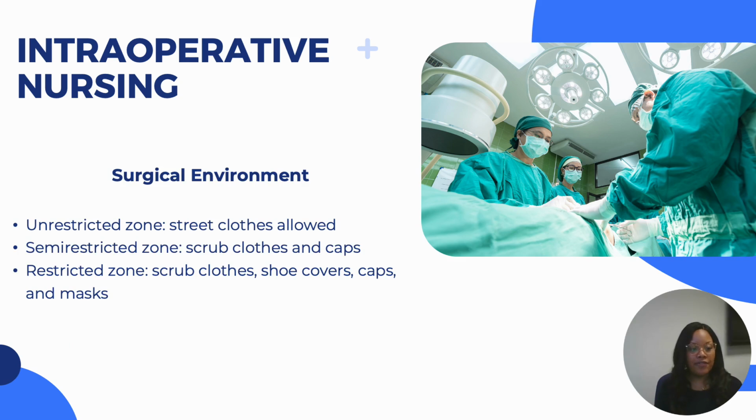So in our surgical environment, we have unrestricted zones, street clothes are allowed, right? Semi-restricted zones, scrubs and caps. But in our restricted zone, scrub clothes, shoe covering, caps, masks, all that stuff that you can see that these people are in this picture, that is the restricted zone. So even if a nurse is in the OR, she could be in the semi-restricted zone. So it's important for you as the nurse to know your role.